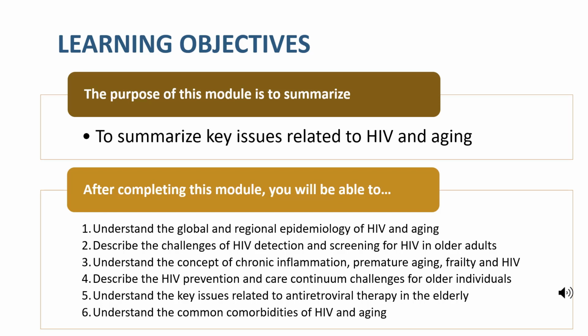After completing this module, you will be able to: 1. Understand the global and regional epidemiology of HIV and aging. 2. Describe challenges of HIV detection and screening for HIV in older adults. 3. Understand the concepts of chronic inflammation, premature aging, frailty, and HIV. 4. Describe the HIV prevention and care continuum challenges for older individuals. 5. Understand key issues related to antiretroviral therapy in the elderly. 6. Understand comorbidities in HIV and aging.